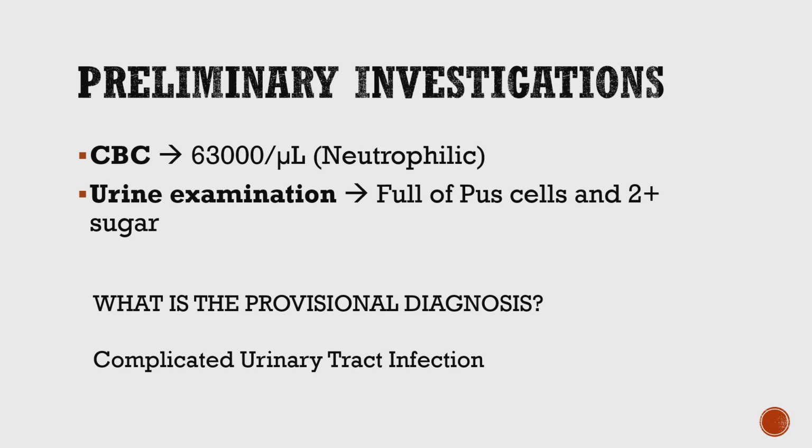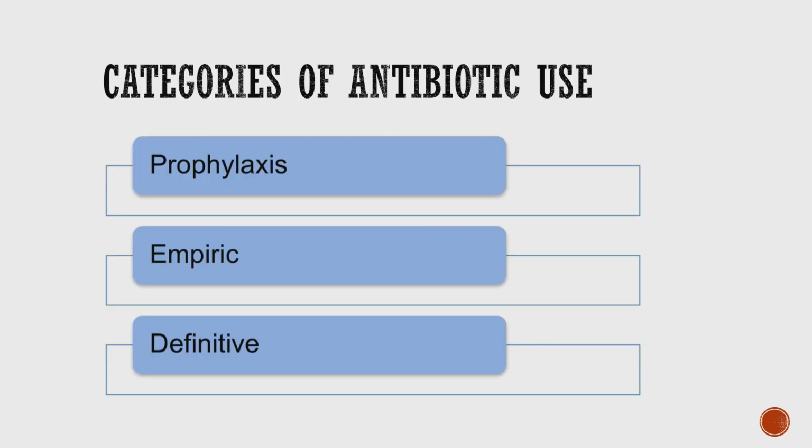Then the question comes, which antibiotic should be given in this patient? So what are the types of antibiotic which we are using in practice? They are prophylaxis, definitive therapy, or empirical therapy, like in our patient we are going to start. There is a definitive guideline for the prophylactic use of antibiotics as well as the definitive use of antibiotics. But the empirical antibiotic we have to select very wisely.